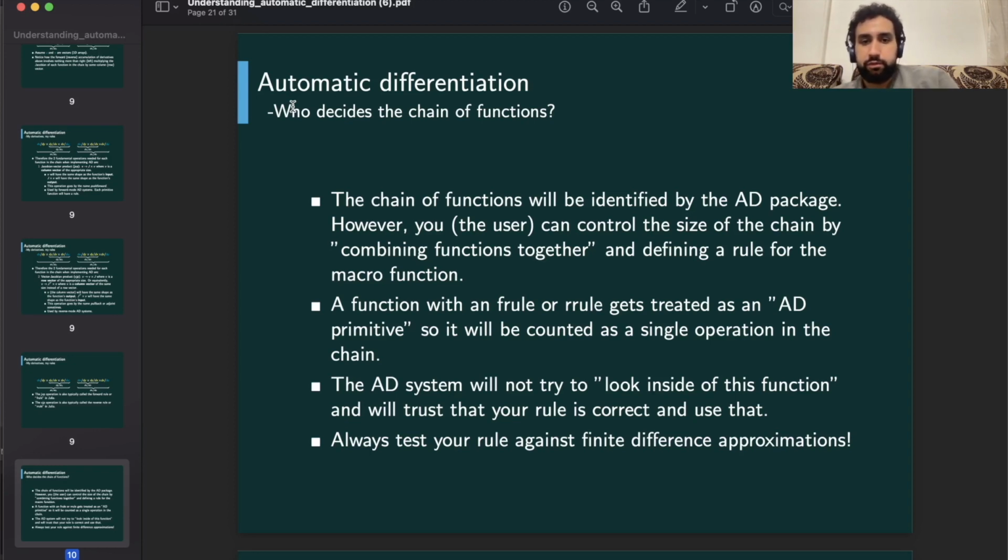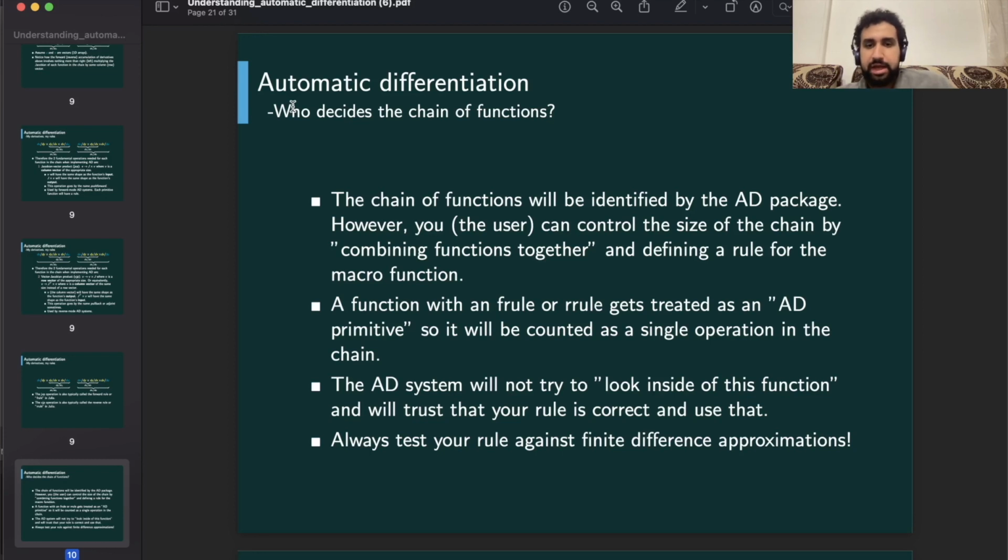A function with an f rule, or a forward rule, is going to be treated as a primitive by a forward mode AD system, and a function with a reverse differentiation rule is going to be treated as a primitive by any reverse mode AD system. And that's really the fundamental thing to keep in mind. Now, there are different ways to define these rules for different AD packages. Some of these ways are package specific, and some of them are generic. ChainRules.jl, for example, is a generic way to define rules, and it can then be used by multiple AD packages downstream.